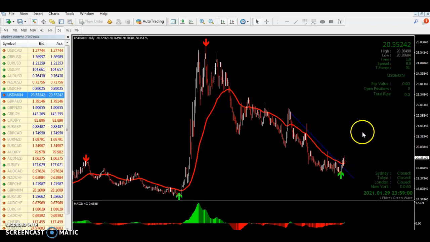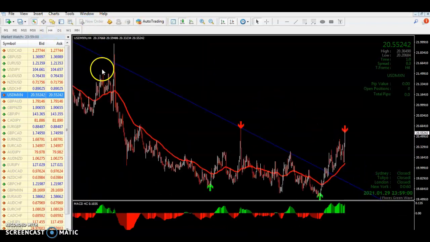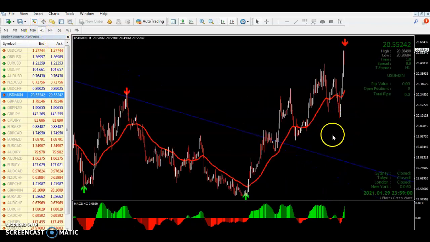This can do 1, 2, 3, and then keep going, shooting down. That is very possible, but we are following the market in the 4-hour and also in the 1-hour. And we are just following. The market is going to tell us where it's going to go.